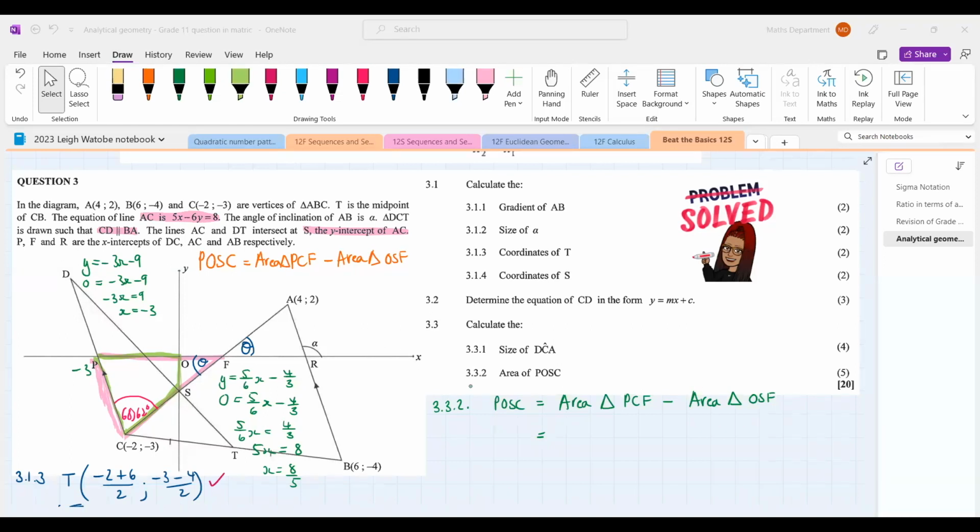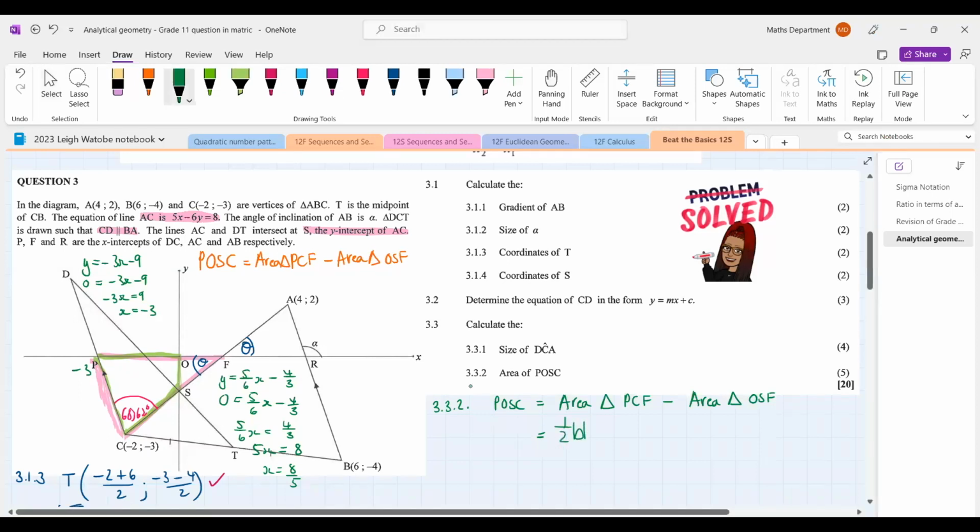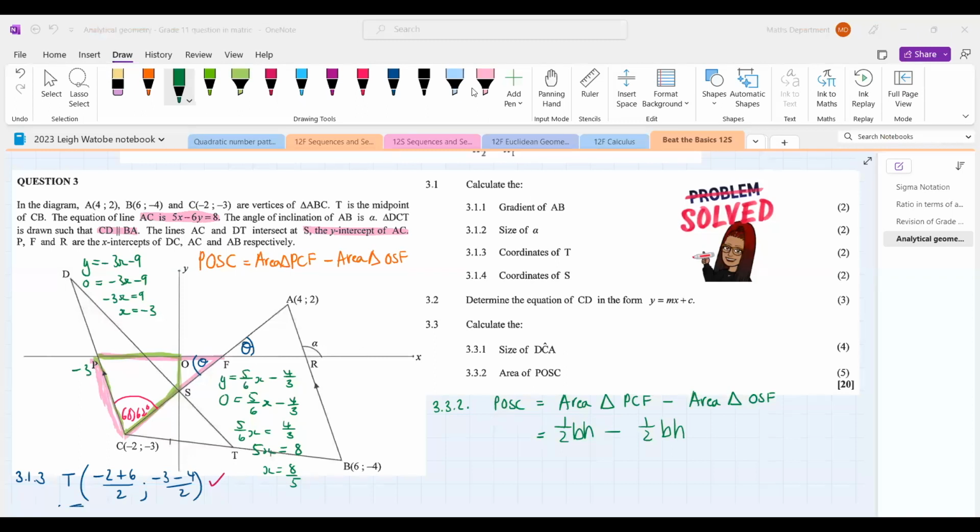Remember, we can always calculate the area of a triangle using half base times height. But it has to be perpendicular height, doesn't it? So for PCF, we can use half base times height. And for OSF, we can also use half base times perpendicular height.